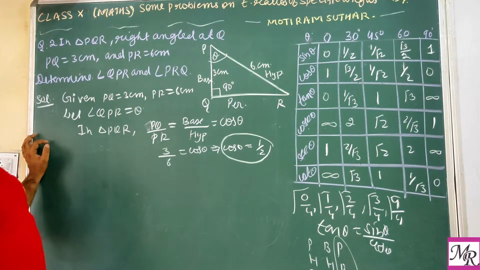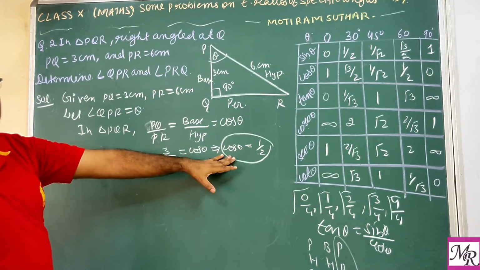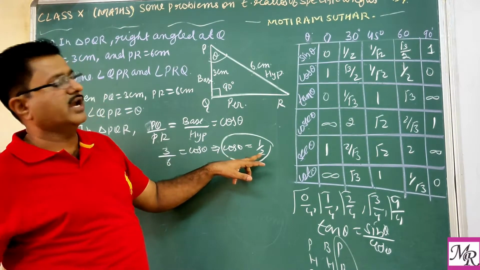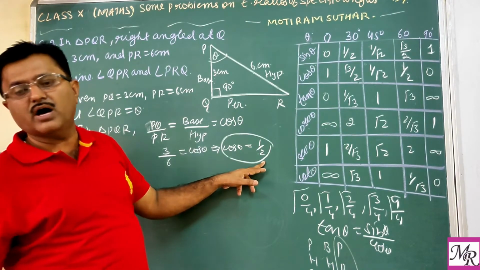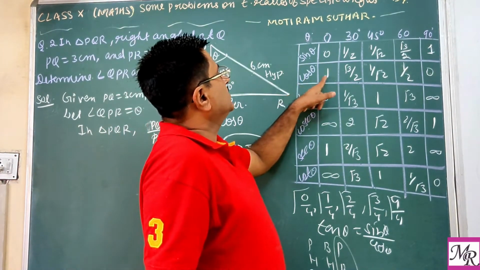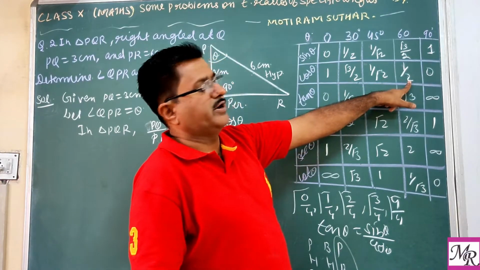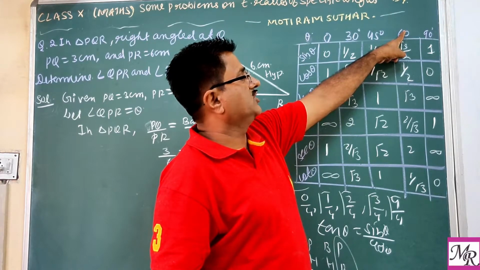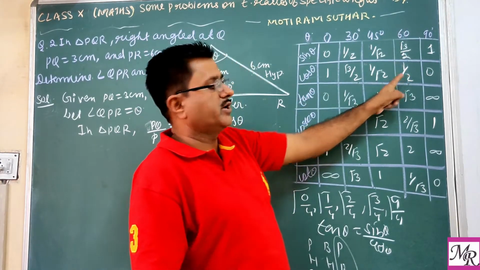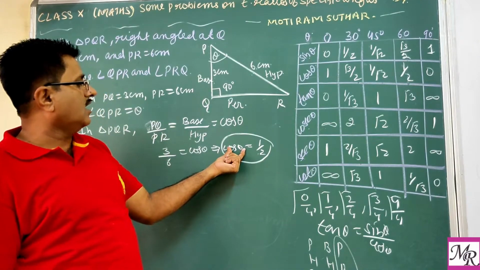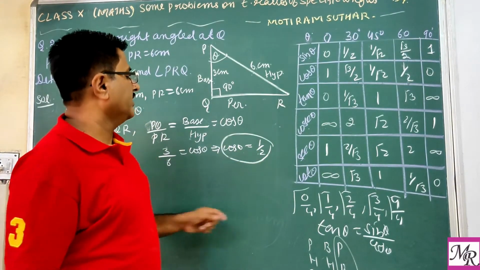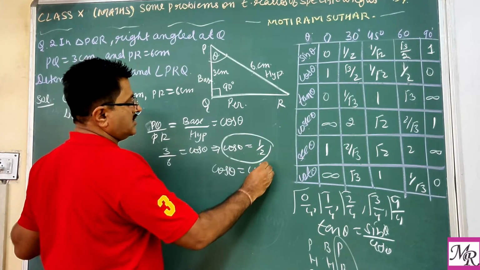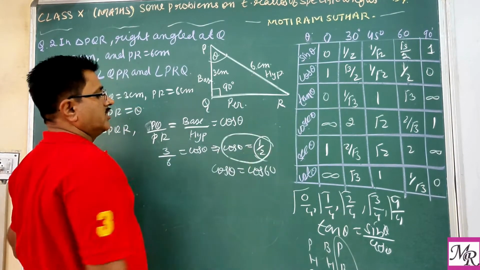Now you can see the table. This is very important and interesting also. You can see in the row of cos theta, at what angle its value is 1 by 2. So cos theta, move in this direction, this is 1 by 2. At what angle? 60. So cos 60 gives you 1 by 2. So cos theta equals cos 60, 1 by 2 replaced by cos 60.